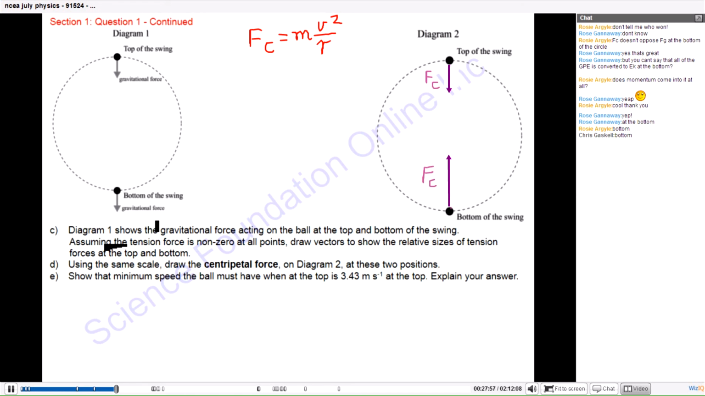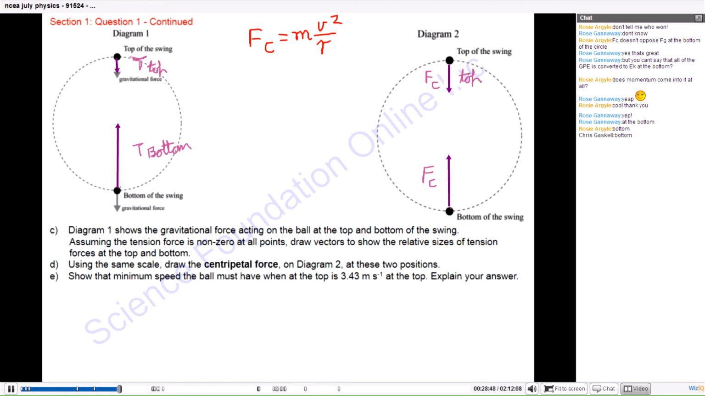I'm going to draw it in an exaggerated sort of way. So, I'll draw it up here. That's the tension force at the bottom. And there's a smaller tension force at the top. Tension at the top and tension at the bottom. T at the top is clearly smaller than T at the bottom. And that's consistent with our everyday experience.